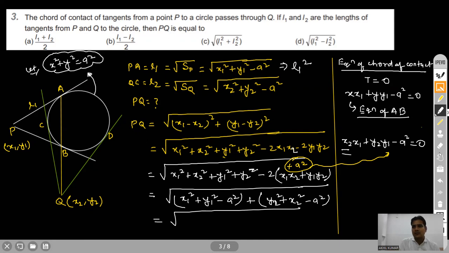Okay, so from here you can see this is L1 and this is L2. So squaring this, we are having L1 square plus L2 square. So this will be the length of PQ: under root L1 square plus L2 square. Right, so option C is correct. Option C is correct for this question.